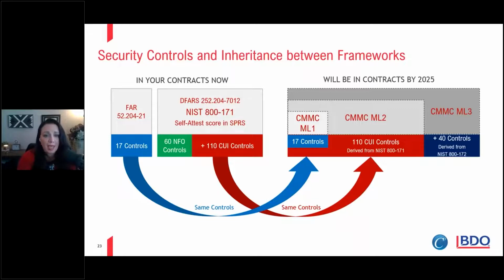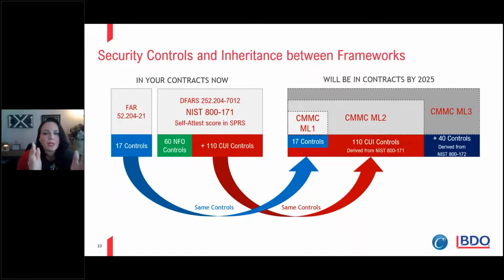So you notice that the DFARS 7012 clause says, thou shalt implement the NIST 800-171 security framework practices. And right now, if you have the DFARS clause, you must self-attest your score under the government's database called SPRS, which sits under the PIEE database. And you'll see that the red controls that are the 110 CUI controls map to level 2, but you also notice that those 17 controls you did under the FAR clause get inherited. They're part of those 110 controls that are now level 1 controls.